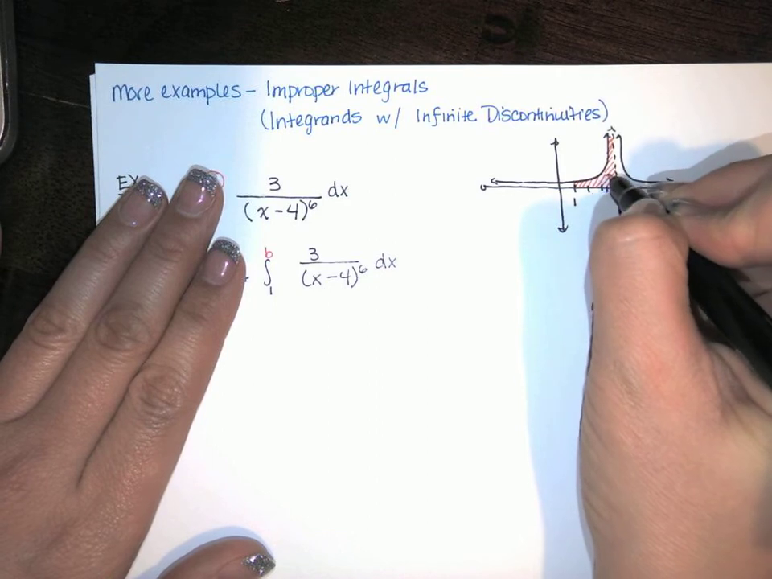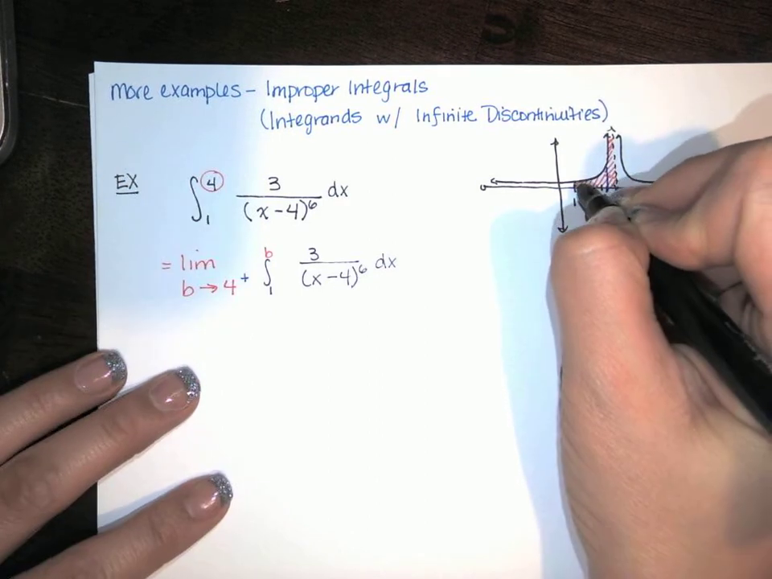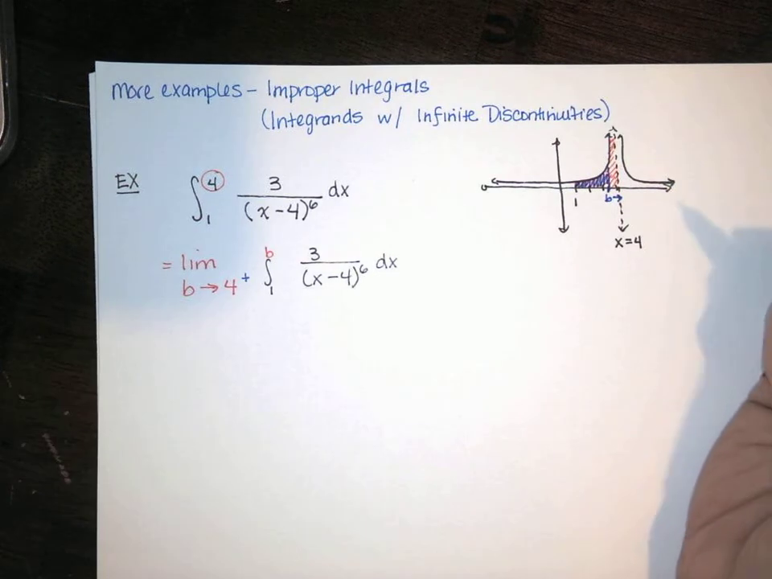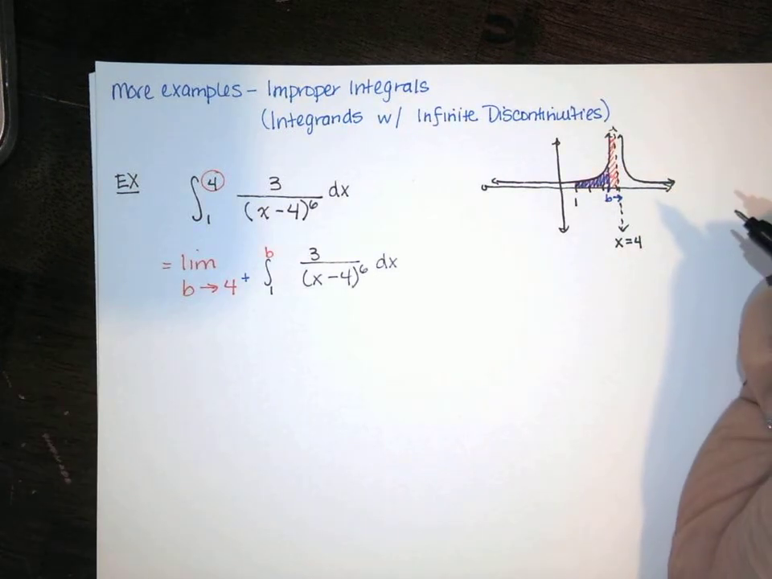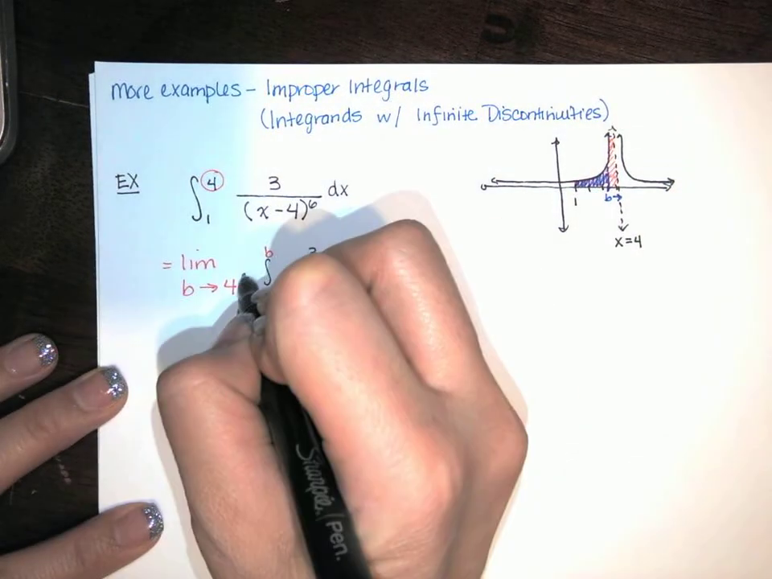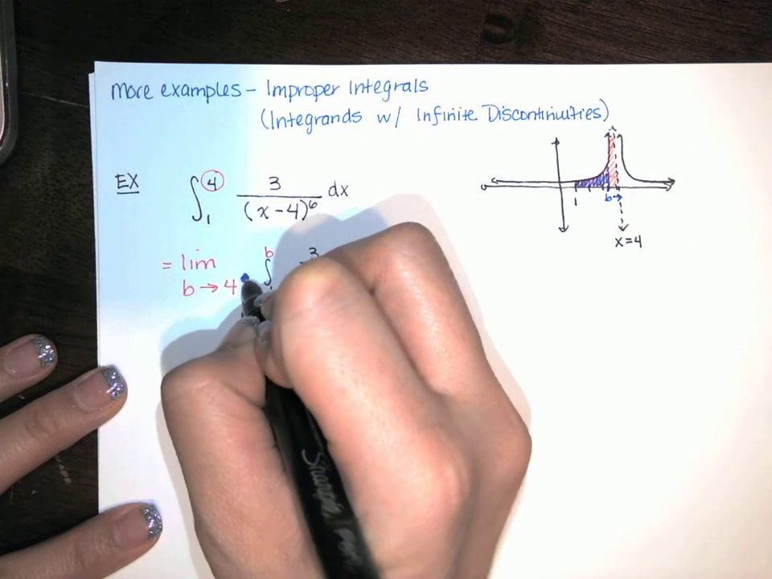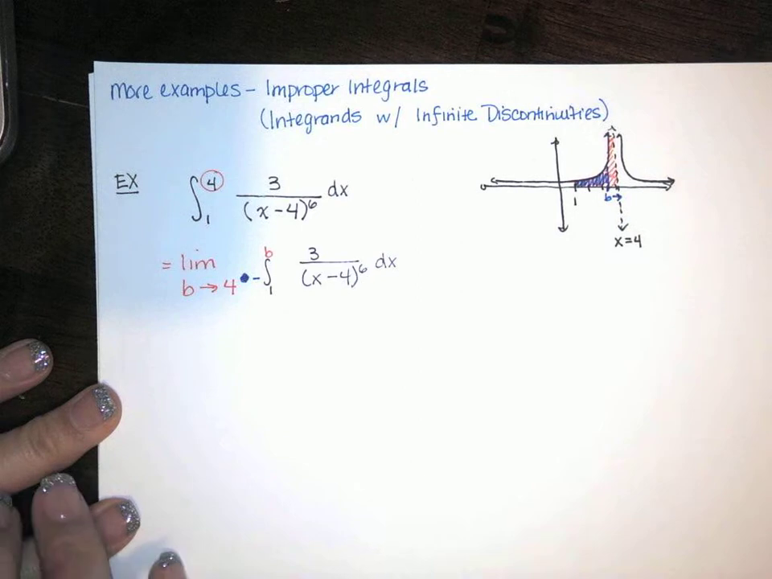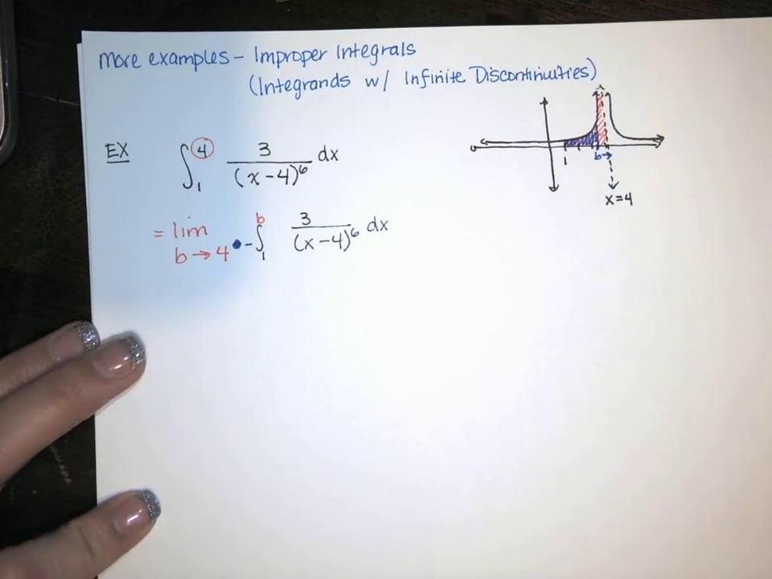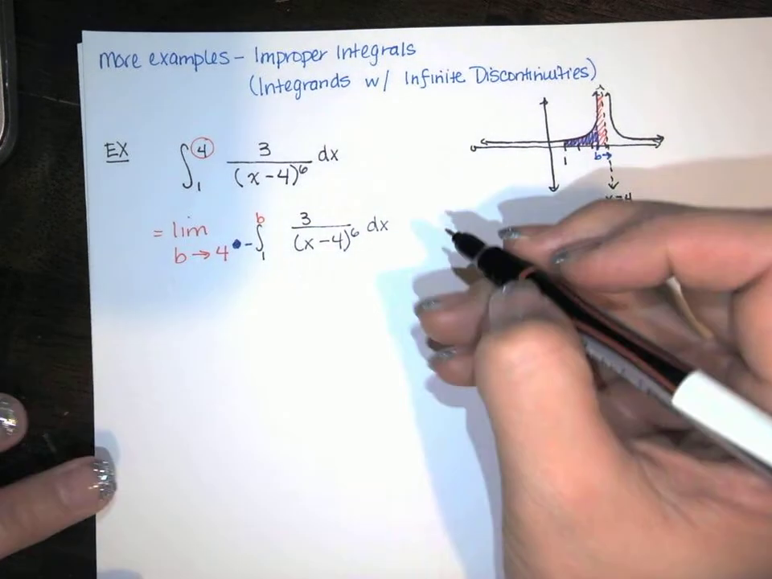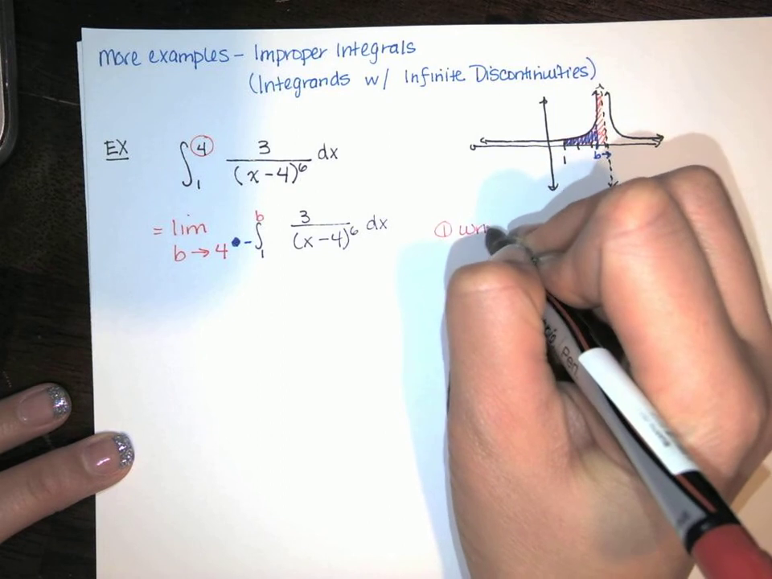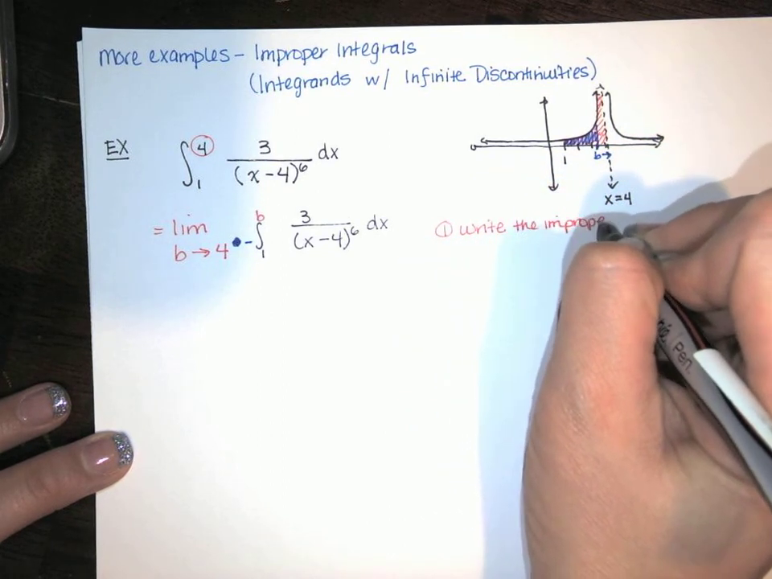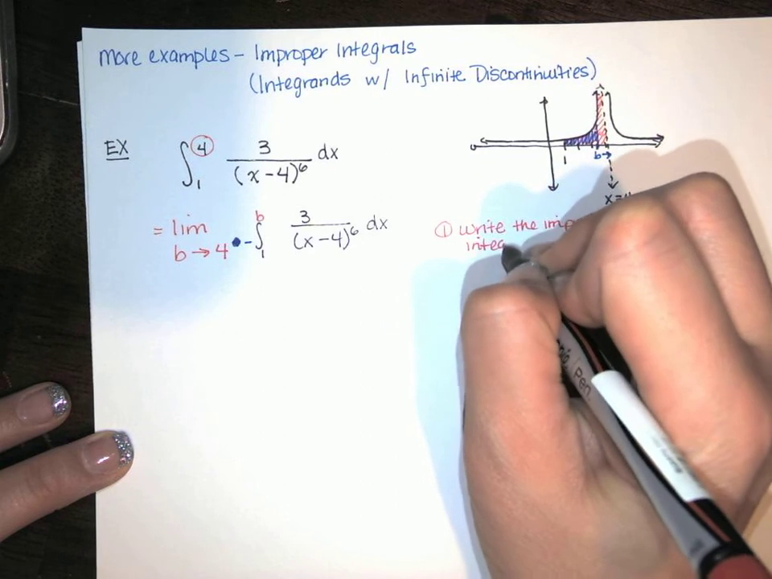So I'm going to let b be some number over here. I'm going to find this area, and I'm going to let b get closer and closer to 4 from, I wrote the right, but that's the left, isn't it? The upper limit's from the left. Sorry about that. I can see from my picture, I'm approaching 4 from the left. Okay, so the first thing we always do with an improper integral is we write it as a limit. We did that, that's good. Great first step.